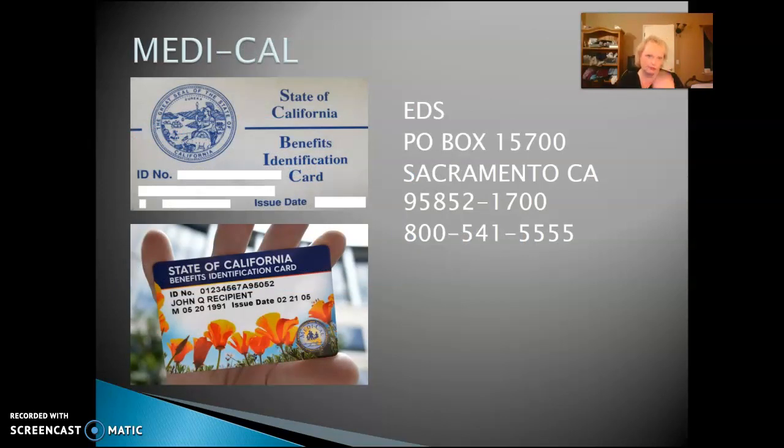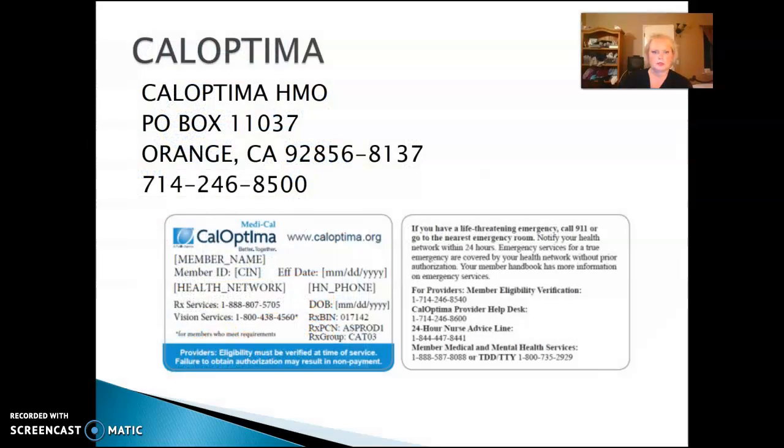On the other end of the spectrum, we have Medi-Cal, and this is Medicaid benefits for low-income patients who are unable to afford health insurance. So this is what their cards look like, and it helps to cover them in California. We also have CalOptima, which is an HMO version of Medi-Cal.